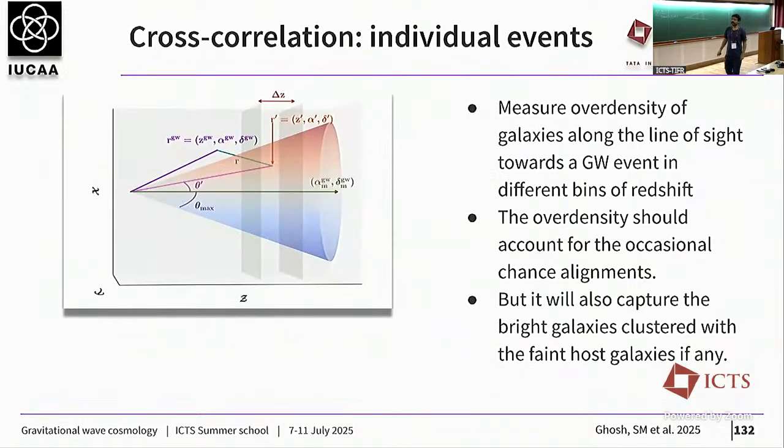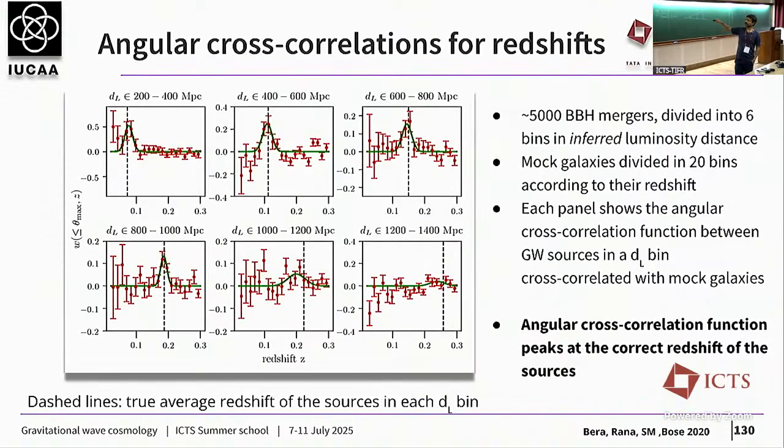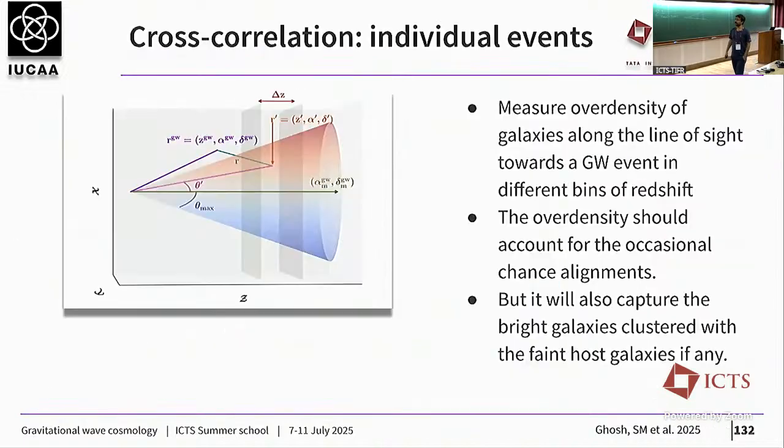The other method that we have been working on, with Tathagat Ghosh, that we published just recently. If you take these kind of methods, you are doing it statistically, right? So you are making luminosity distance bins and then you are doing these cross correlations. Instead of that, we tried to ask, can we try to estimate this cross correlation on an individual event basis, event by event basis? Okay. So what we do is the following.